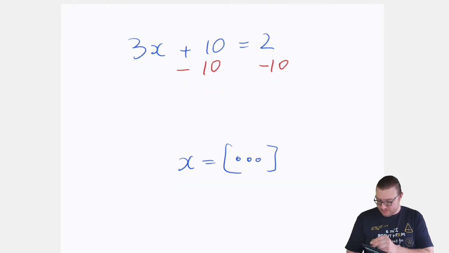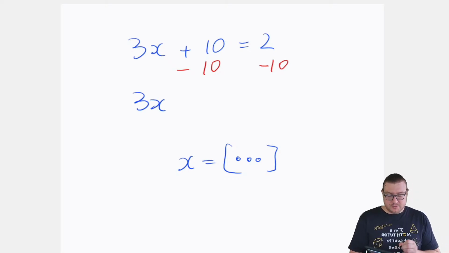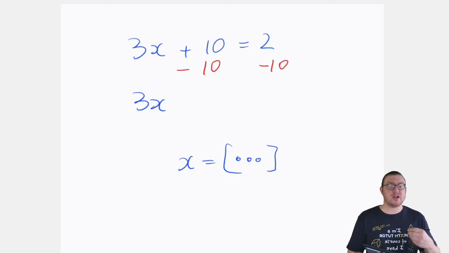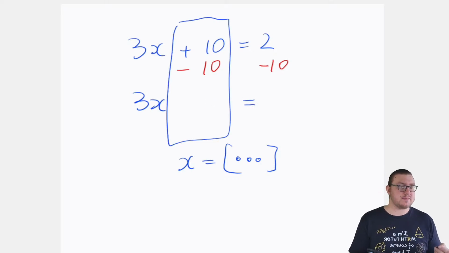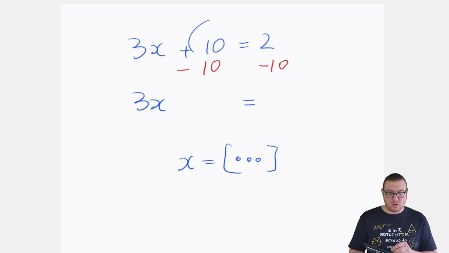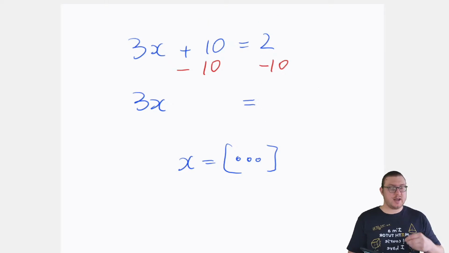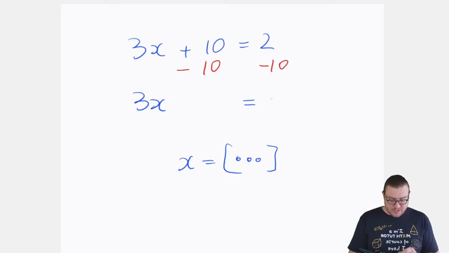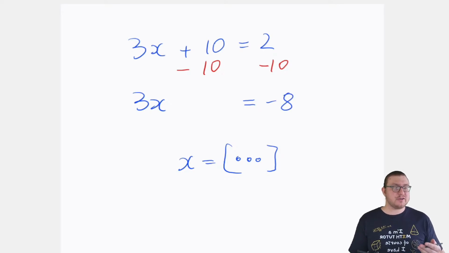Okay, so what's left? Well, the 10 and the minus 10, they go to 0. There's not going to be anything left here. And again, if you have something left, you've made a mistake because your goal was to get rid of the 10. Now, on the other side, again, you have a calculator. Use it if you have to. This is minus 8. Now ask yourself again, well, do I have x equals? No, I don't. I've got a 3 in front.